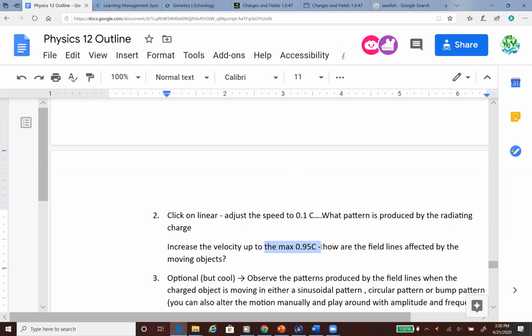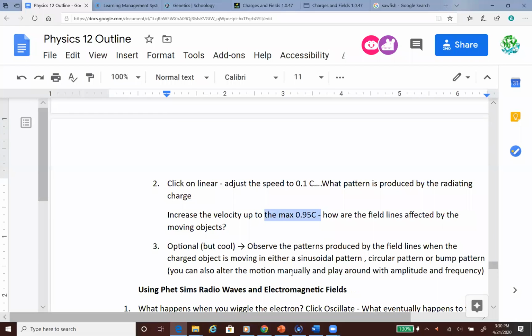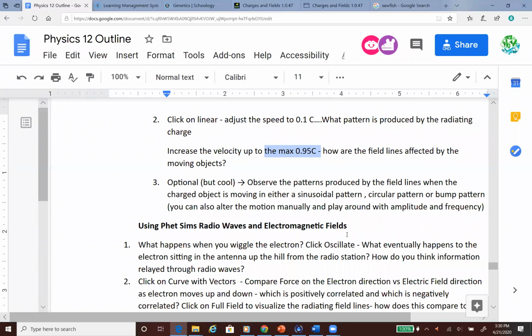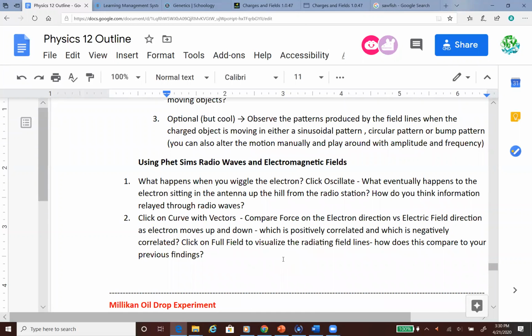Not Thursday, but the next time we meet to talk about electric fields. If not, then eventually at some point we'll talk about it, because it's actually related to the next big topic, which is special relativity. The next sim is on something called radio waves and electromagnetic fields, and it kind of gives you an idea as to how radio works. Like, how do you get an electric signal from a radio station to your home? So you can play around with that sim.